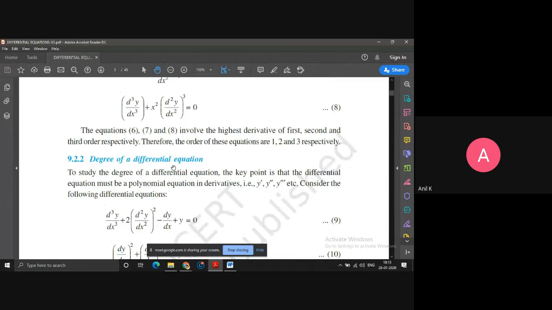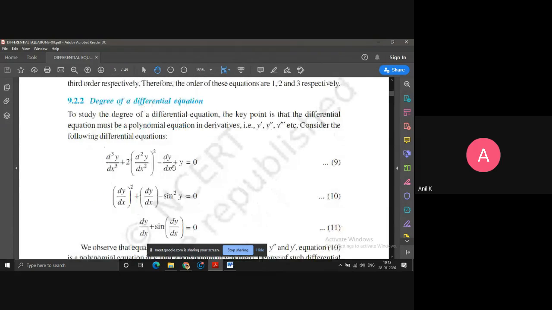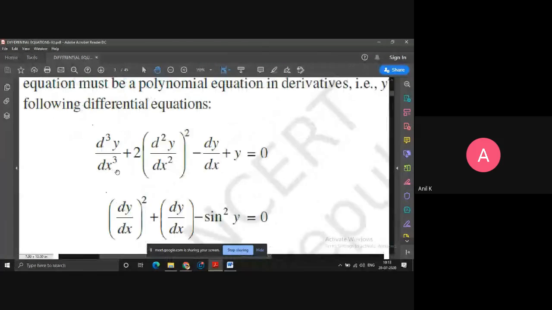Degree is the power exponent of the highest order derivative; that we call the degree of the differential equation. What do you mean by that? Here you have d cube y by dx cube plus 2 times (d square y by dx square) whole square minus dy by dx plus y equals 0. If I consider this, what is the highest order? 3 times you are differentiating, so the highest order is 3. This you can write as whole to the power of 1. Any number I can write like that: if we have 2, you can write 2 to the power of 1; if I have 10, you can write 10 to the power of 1.